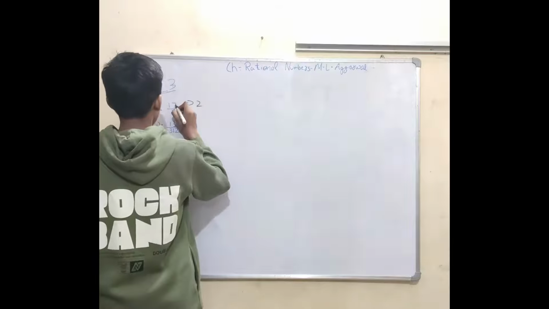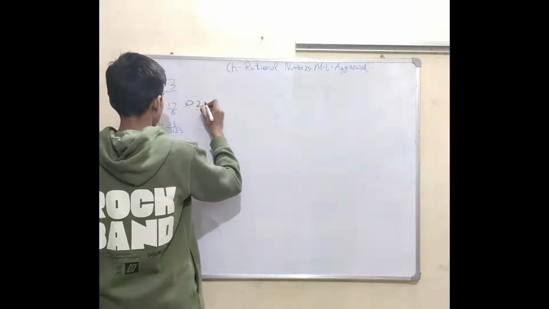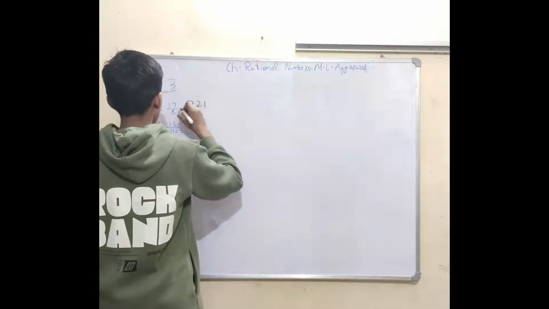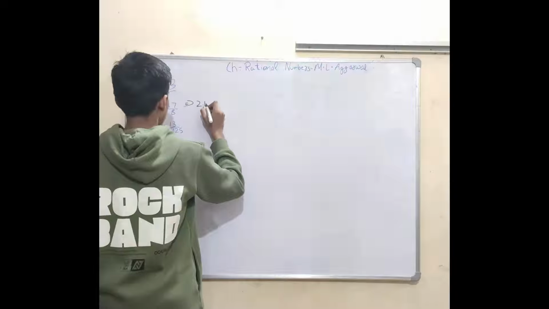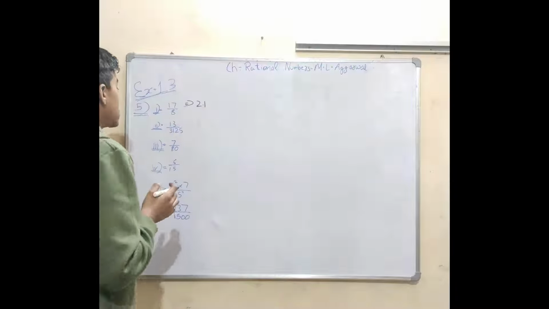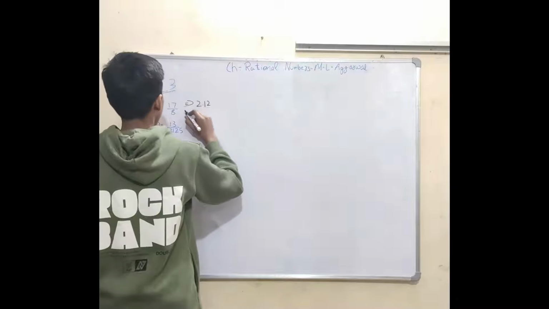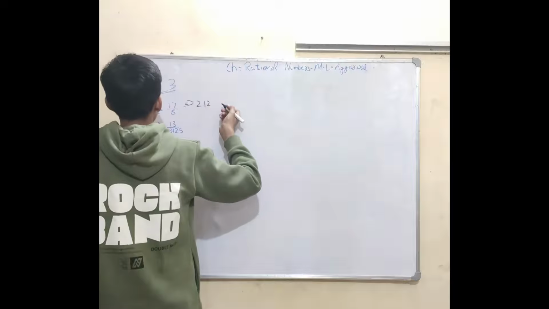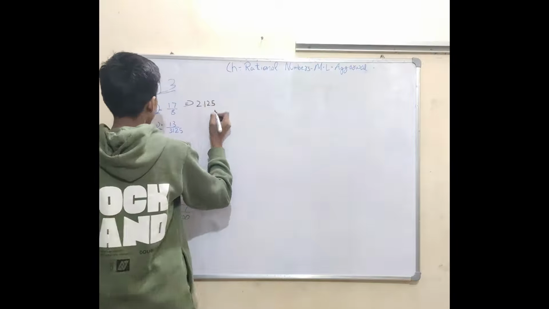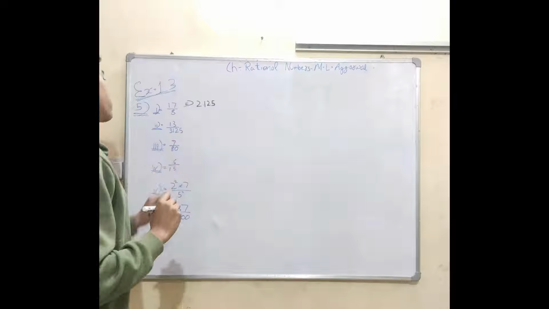8 2s are 16, 1 carry, decimal. It will be 10. 8 1s are 8, 2 borrow. As it's decimal, it will be 20. 8 2s are 16, 4 left. Decimal, 4 will become 40. So its decimal expansion is 2.125.